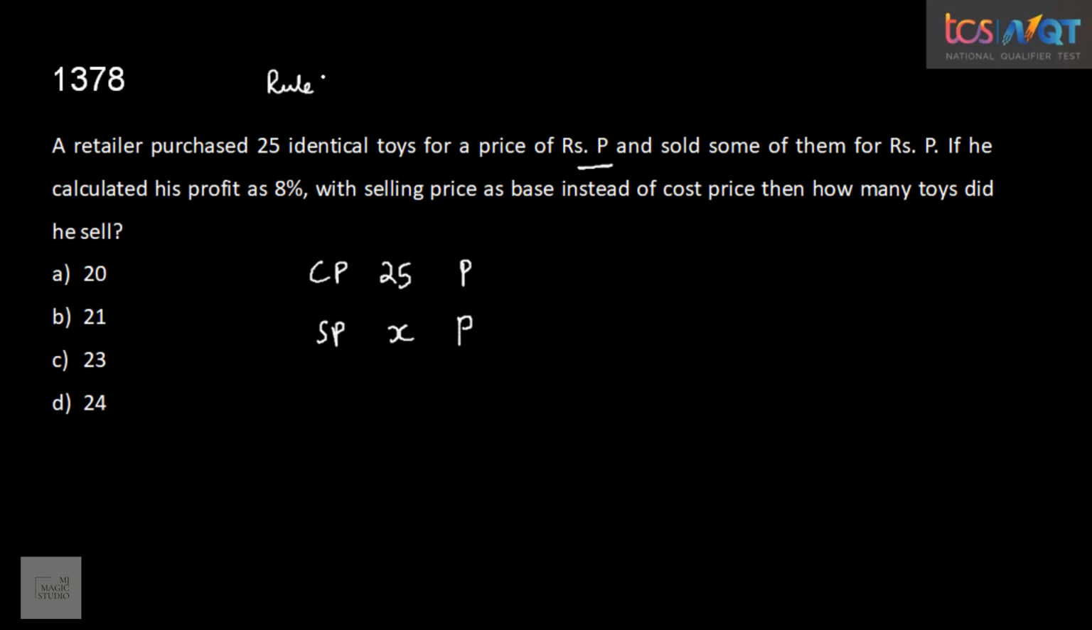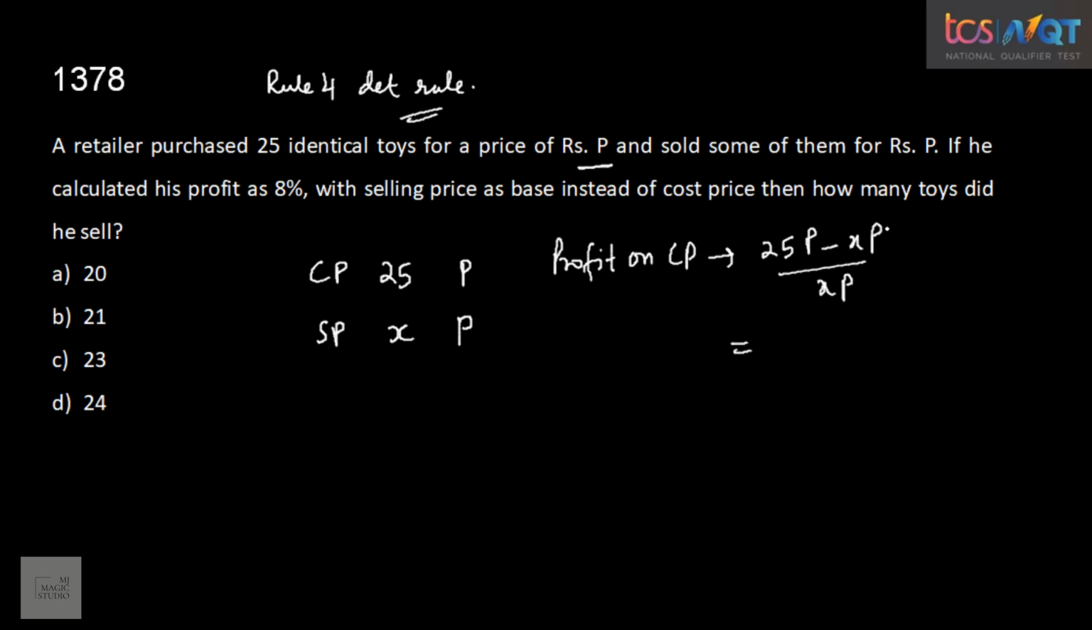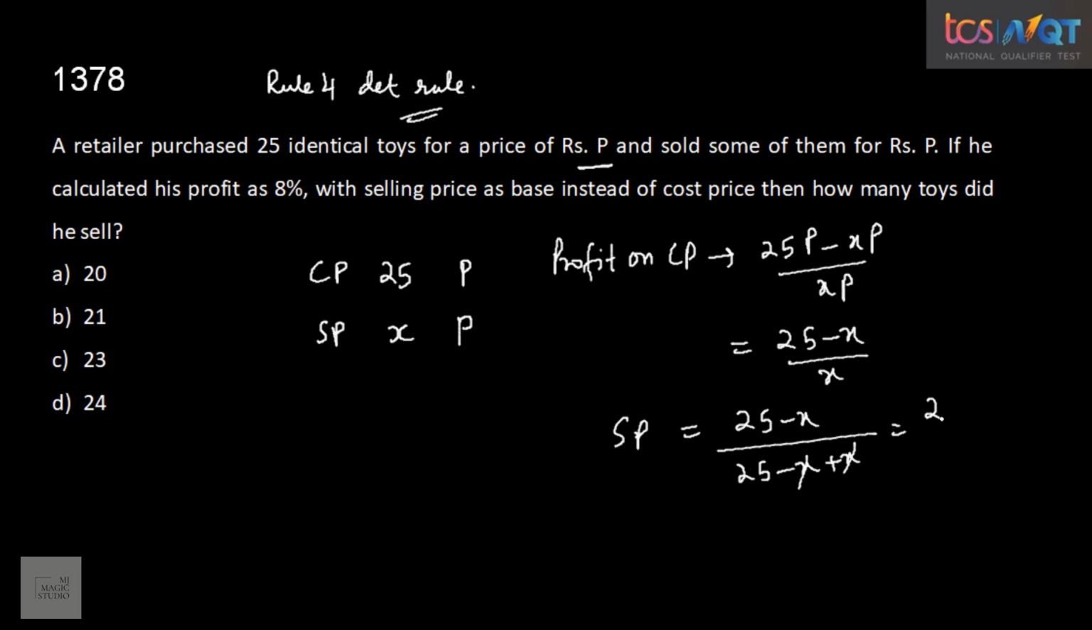Okay, then according to our debt rule, rule 4, if we follow from our rule book, profit on CP is 25P minus XP by XP. If we take P common, it would be 25 minus X by X. That is profit on CP. Profit on SP would be 25 minus X upon 25 minus X plus X, that is equal to 25 minus X by 25.